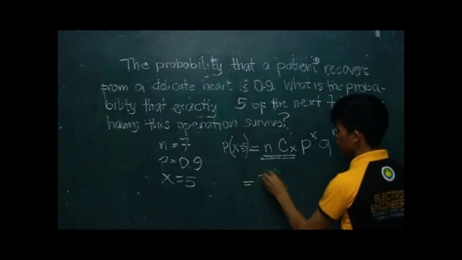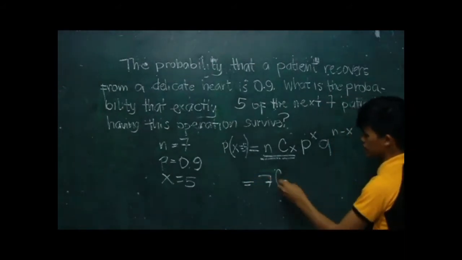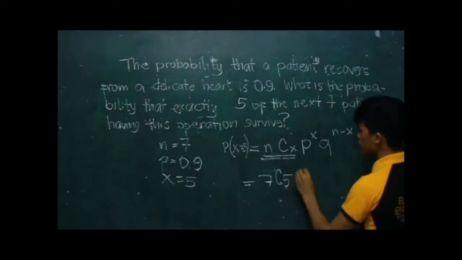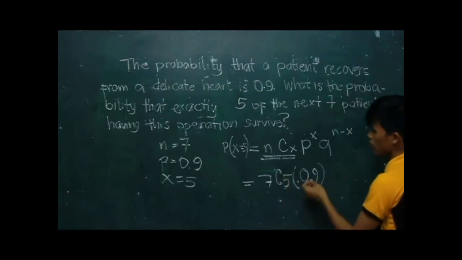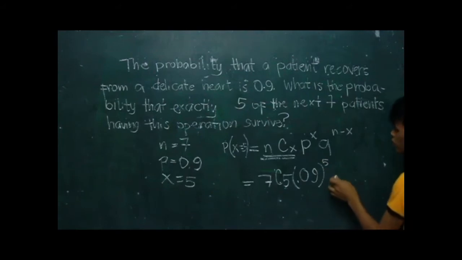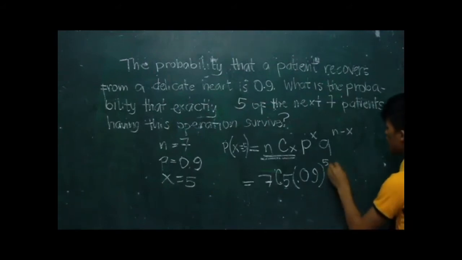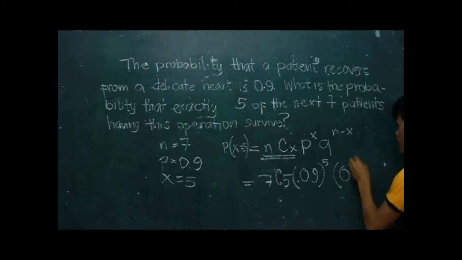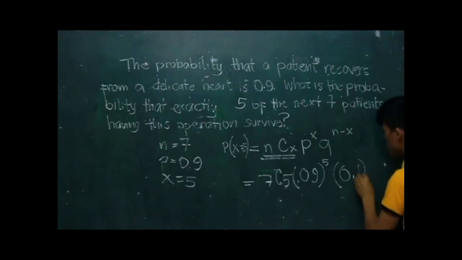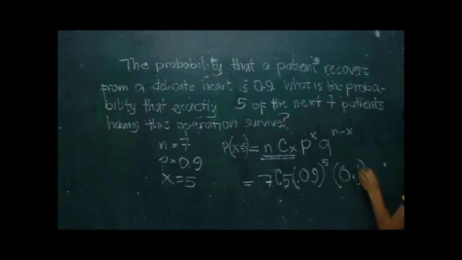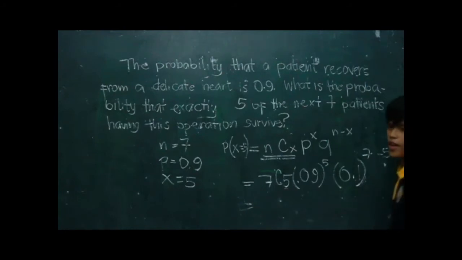values, which is 7 combination x is 5, we have the p 0.9 raised to x, which is 5. We also have here the q, which is 1 minus p. So we will have here 0.1 as the answer for our 1 minus p. So this is the q now. We also have its exponent, which is 7 minus 5. So all in all, we'll just input this in our calculator.